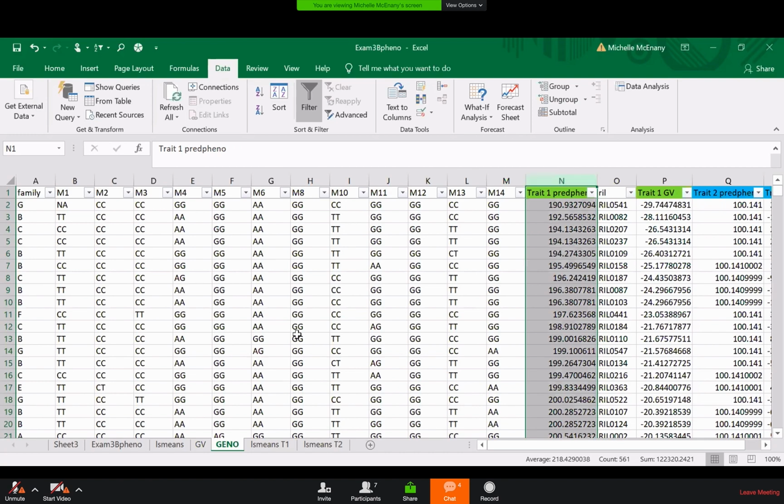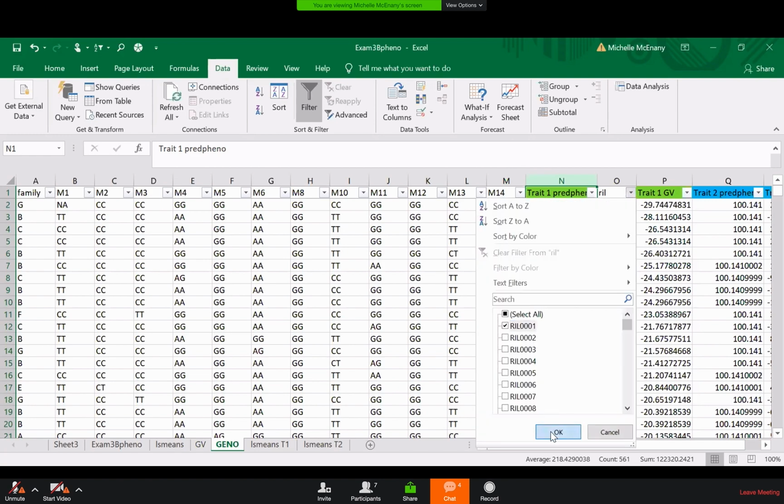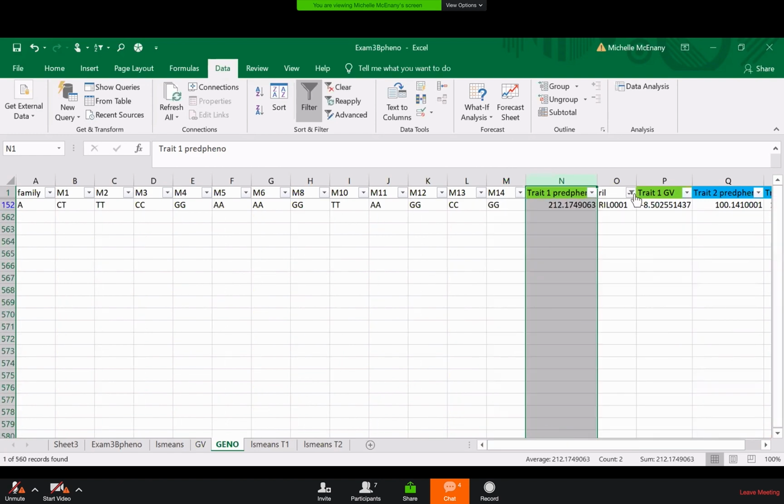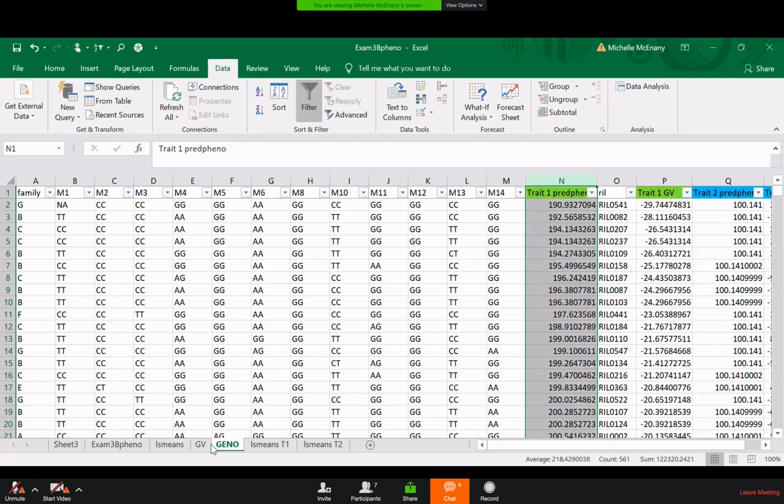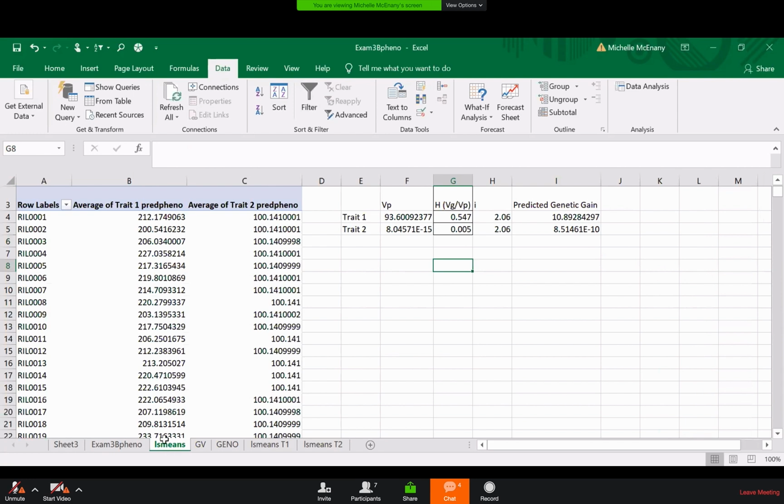Okay. Family, and so on. Trait 1, predicted phenotype, and trait 1, genotypic value. And that's it. And then obviously your RIL. Yeah, I don't know, because we don't have multiple replicates here, so really it's not an average, it's the actual value. When I kept saying average, I meant when I do the pivot table, I change it to say average, not sum.